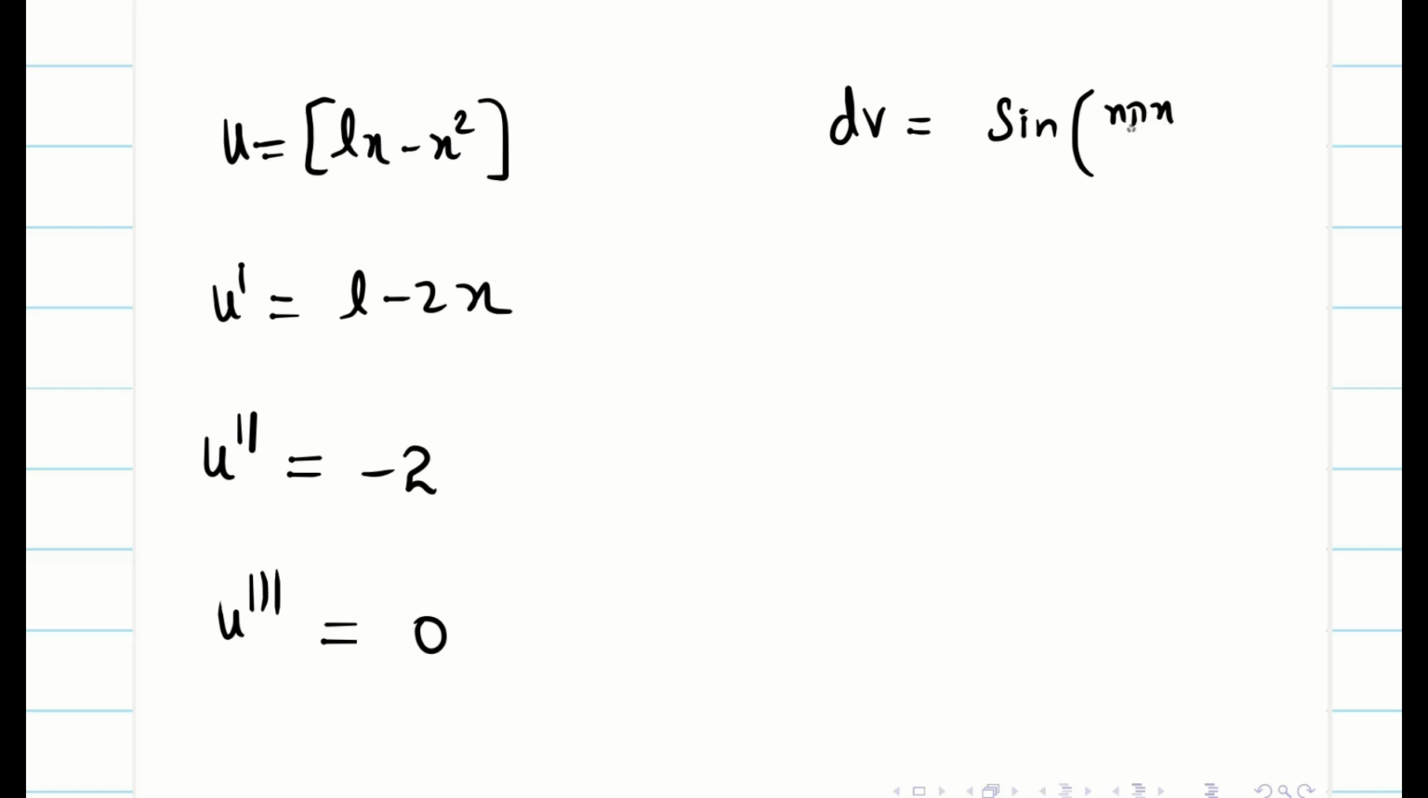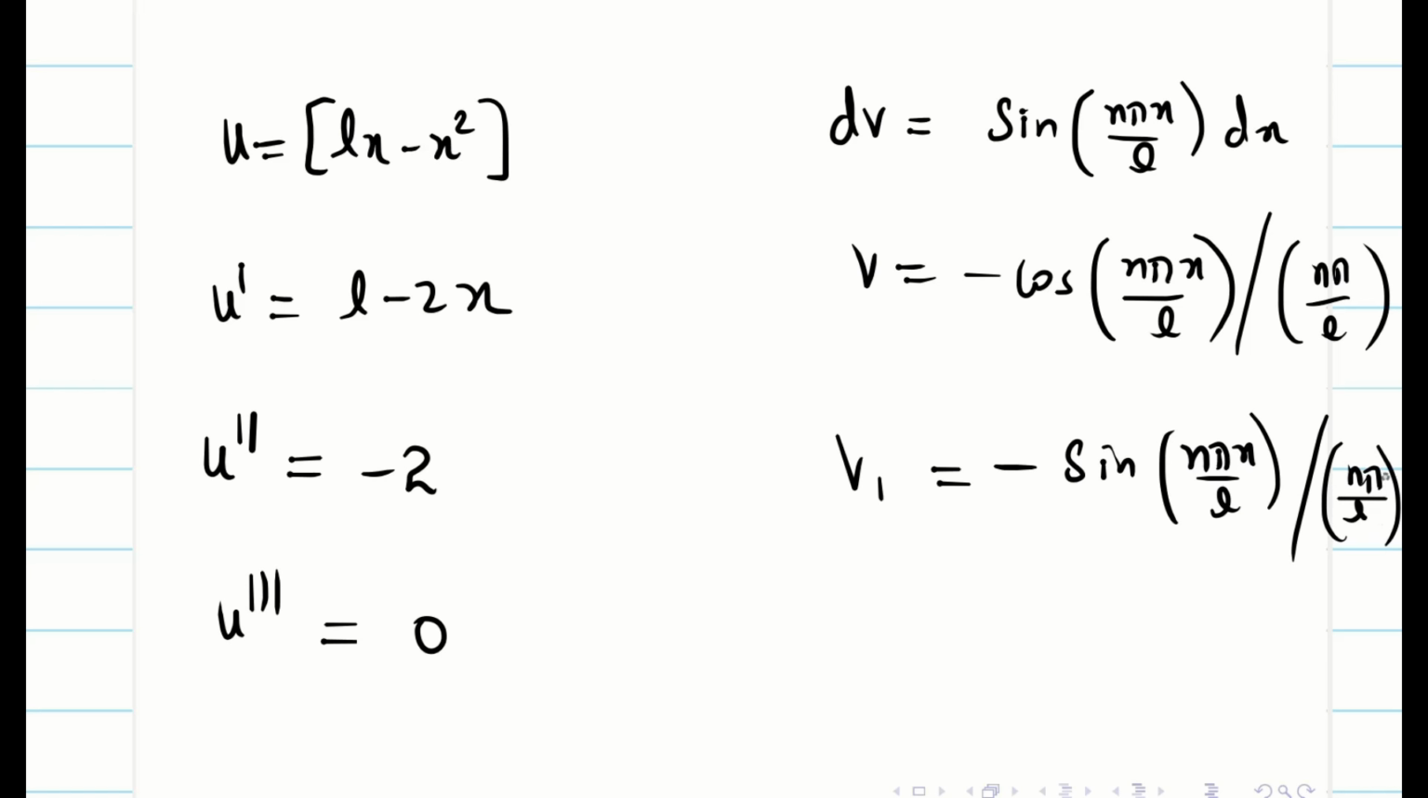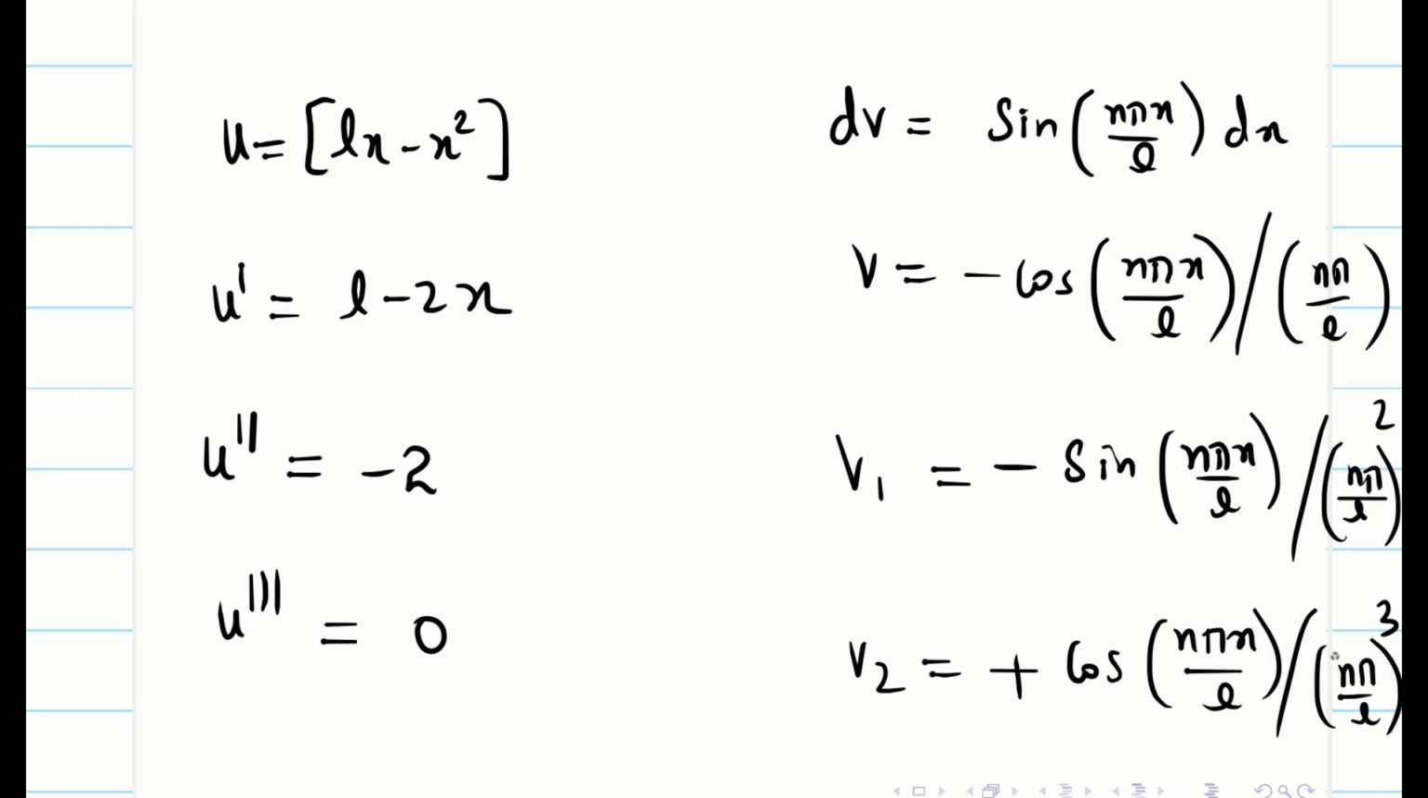sin(nπx/L) dx. v is going to be −cos(nπx/L) divided by (nπ/L). v1 is −sin(nπx/L) divided by (nπ/L) whole square. v2 is minus into minus, plus; integration of sin is minus cos. So cos(nπx/L) divided by (nπ/L) whole cube.